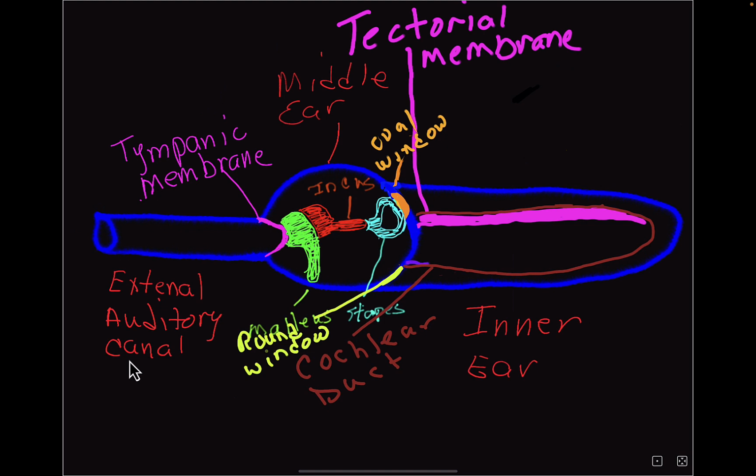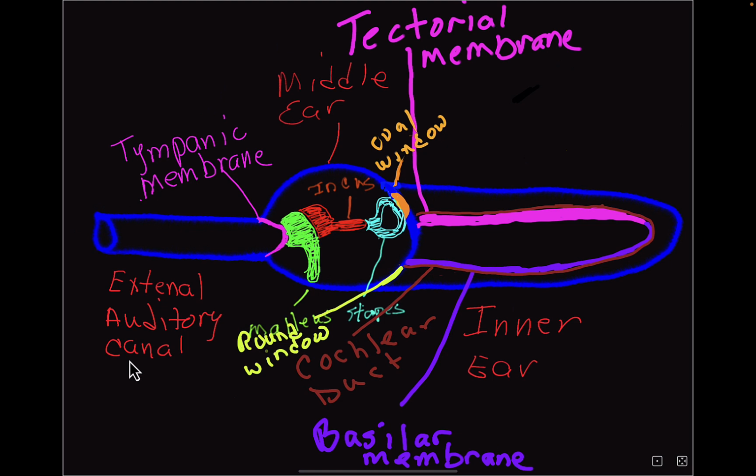Then down here, there is another layer, and this layer, it's not so jelly-like, but this layer is what's referred to as the basilar, and basilar basically means bottom. This is the basilar membrane. Okay? Now, embedded in the tectoral membrane are the dendrites of our neurons for sound.